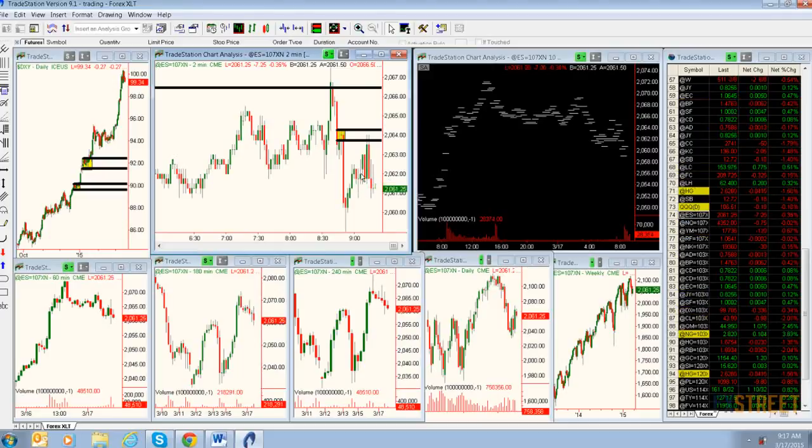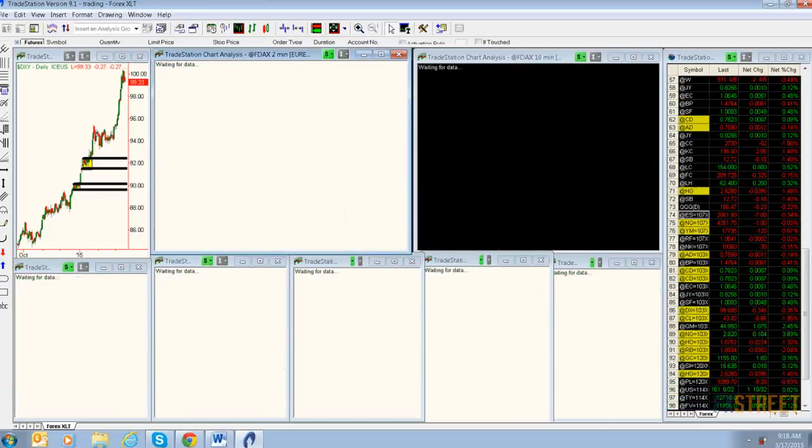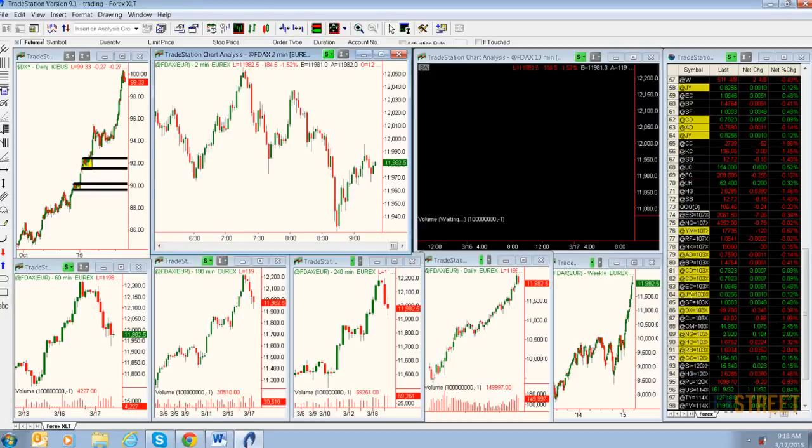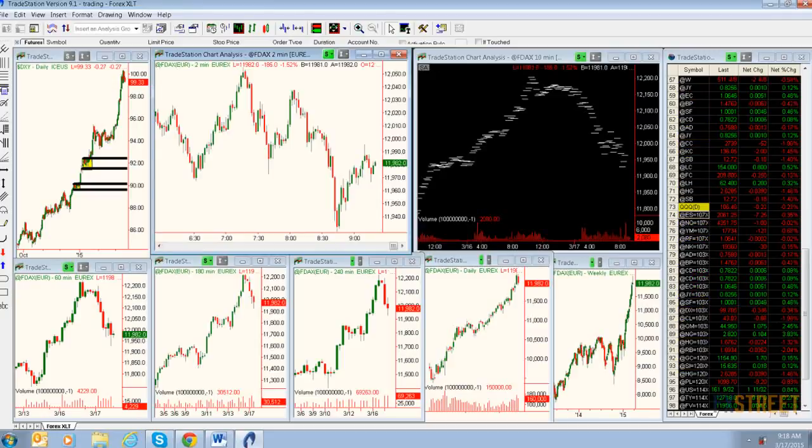Let's go over to the DAX. Here's the DAX. Yeah, this is a great market. Now, for those that are new to this, don't just jump in and start trading the DAX. This is a pretty big price point and lower volume futures market. So be careful.